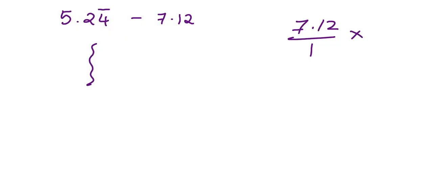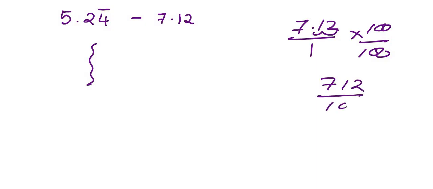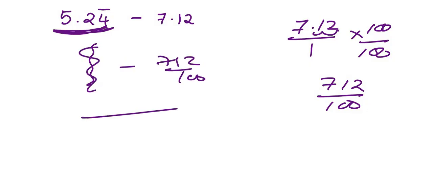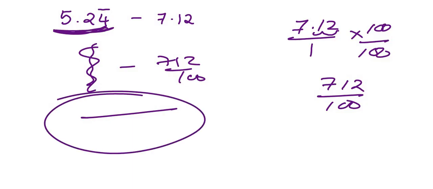There's a 1 here, so multiply by the number of steps you need. That's going to be 100 and also 100. So it will be 712 over 100. So whatever you get after you convert this into a fraction, put your answer there minus the 112 over 100. Then do common denominator and get a single fraction.